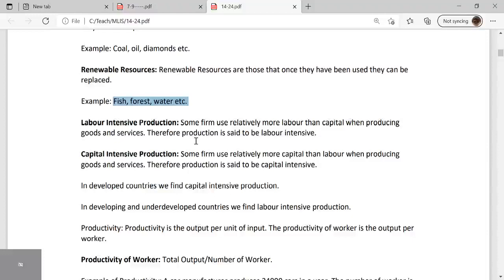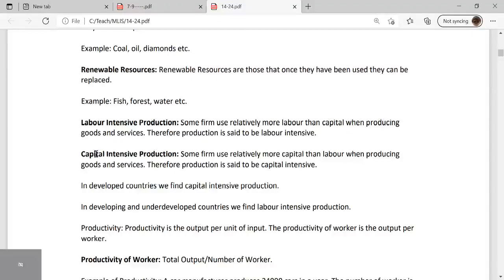Then there are mainly two types of production: labor intensive production and capital intensive production. Labor intensive production means production methods where we mostly rely on labor or workers, whereas capital intensive means we are relying on capital or machinery. So think about the agricultural sector in a developing country like, suppose, Bangladesh.